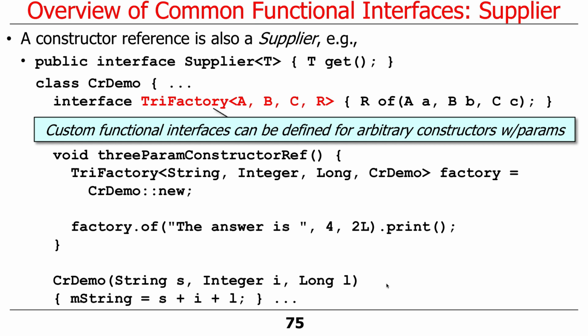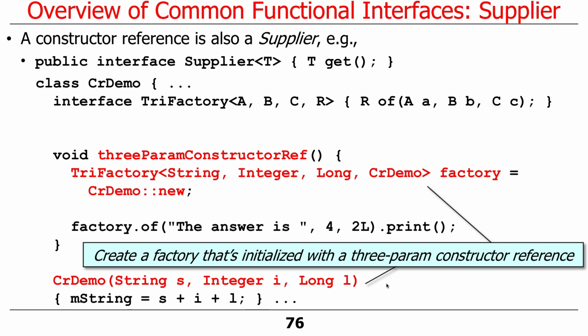Now, what's interesting about this is you can see that the actual interface has 4 type parameters. A, B, and C are just the formal parameters for whatever types we're going to pass into the constructor, and then R is the return value. So we'll see this of method will be a factory that takes 3 parameters and returns an instance of whatever we pass in as the 4th parameter to the generic. So that's kind of the big picture. We have this thing called TriFactory.